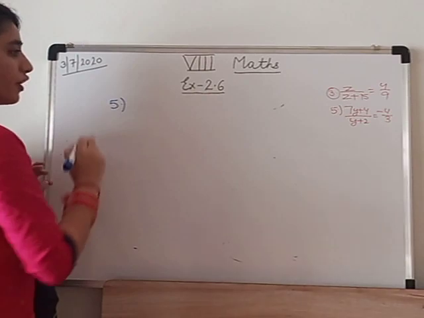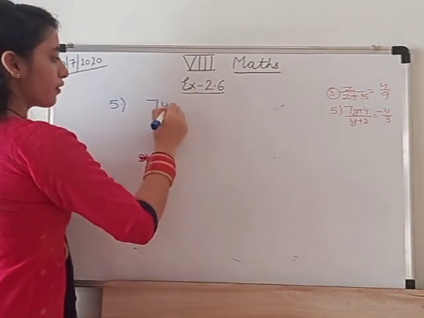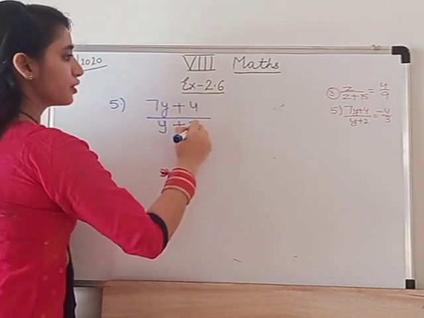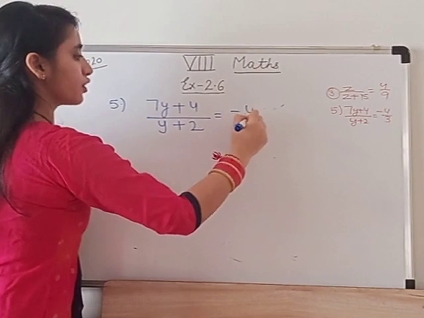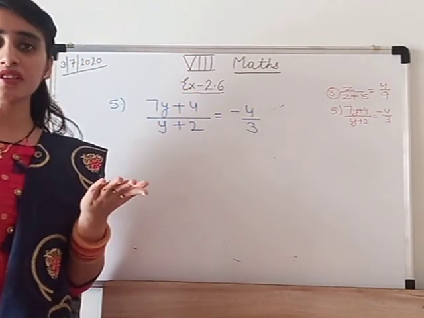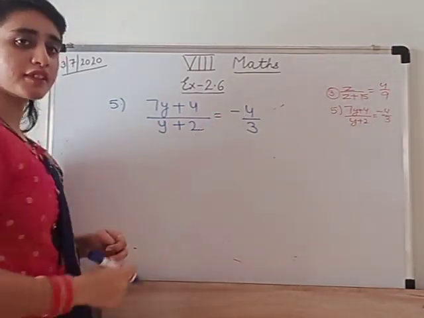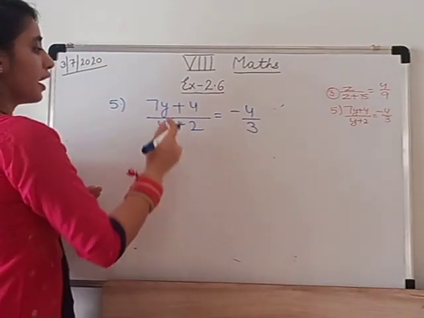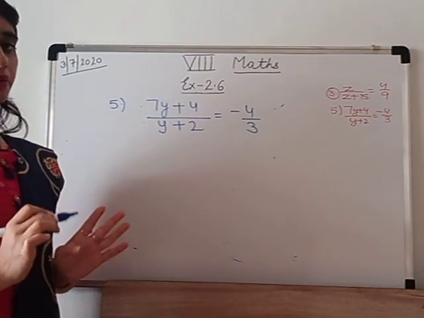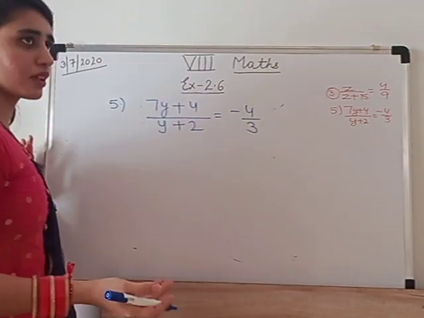Question number 5. In question number 5 is 7y plus 4 upon y plus 2 is equal to minus 4 upon 3. This is a different question from the previous one. What's the difference? Here a negative sign term is on the right side, and both numerator and denominator are linear equations in one variable. Now let's start solving this.